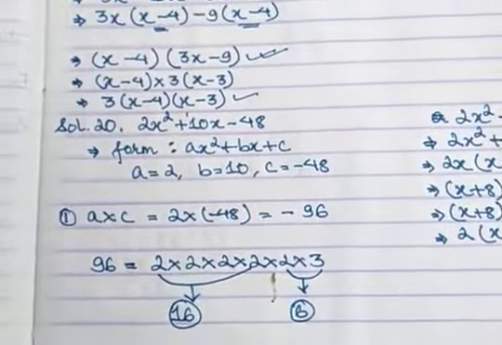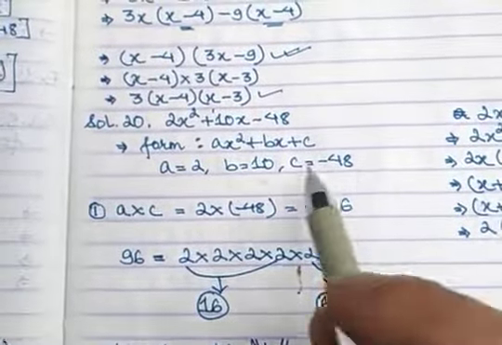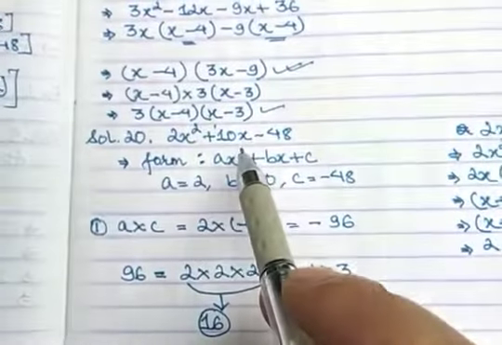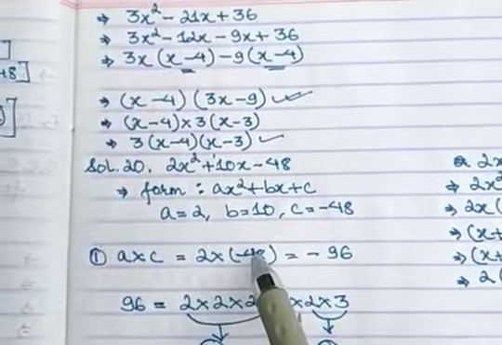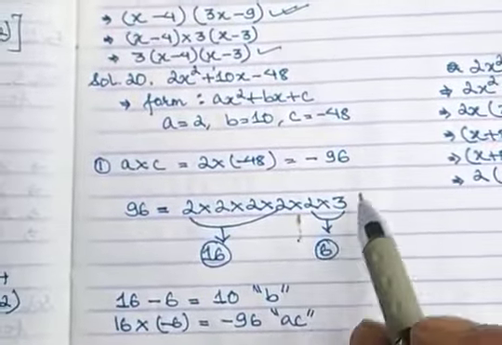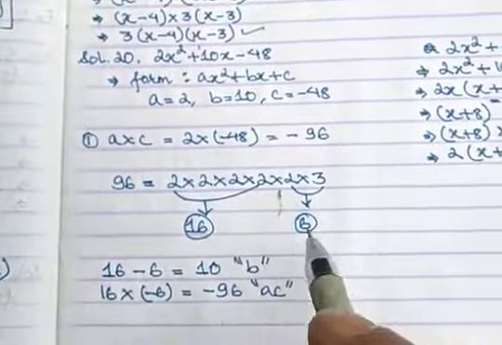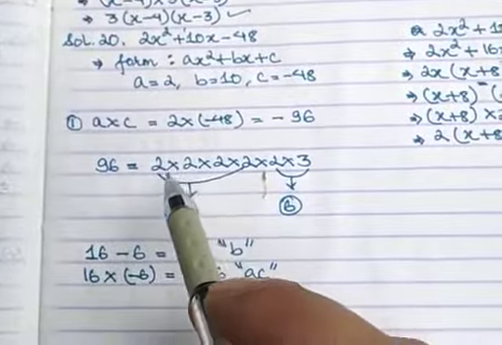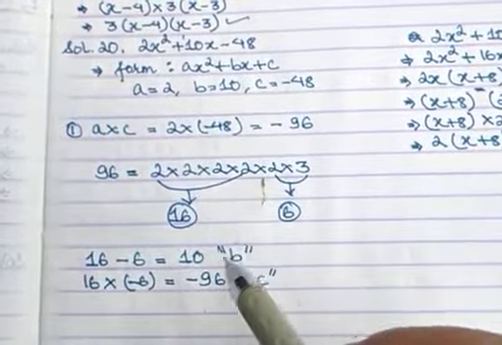Okay, then the last question for today. We have here 2x squared plus 10x minus 48. So the value of a is 2, b is 10, c is minus 48. First step, a into c, 2 into minus 48, minus 96. I have taken the factors of 96: 2 into 2 into 2 into 2 into 2 into 3.